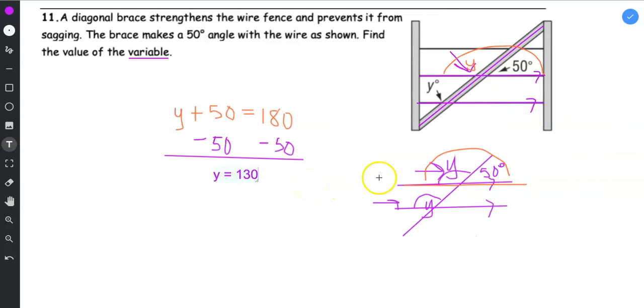And I'll move it back over. And I need to make a degree symbol. So y degrees equals 130 degrees. So the angle y is equal to 130 degrees.